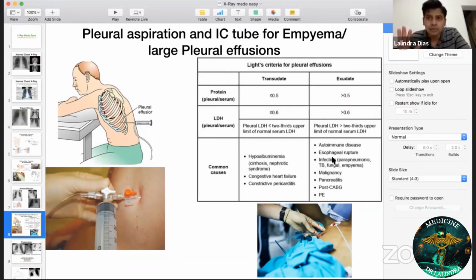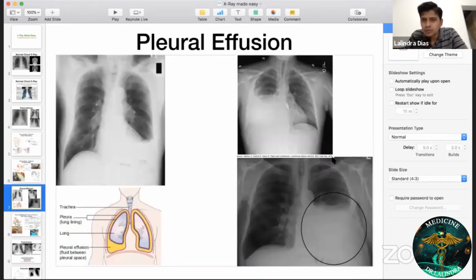The clinical features of pleural effusion: reduced chest wall expansion, stony dull percussion note, reduced or absent air entry, reduced or absent vocal fremitus and vocal resonance. All right. So these features will be there in a pleural effusion. Then when you have that suspicion, you do a chest X-ray and you will see the opacity that I showed you earlier, a classical pleural effusion.